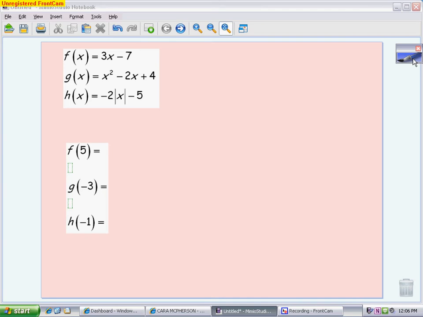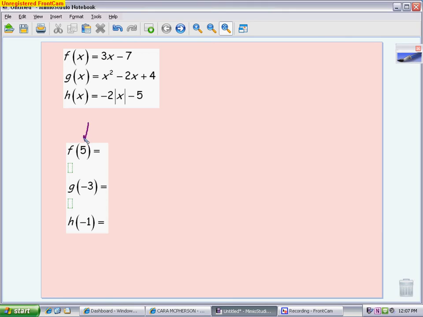We talked in class about how we use letters like f and g and h to just determine which function is which. It's just a way to name them. So what you're being asked here is, following these three functions, to find three things: f of 5, g of -3, and h of -1. What you want to do with this number, we call this number the argument, is put that into the correct function.